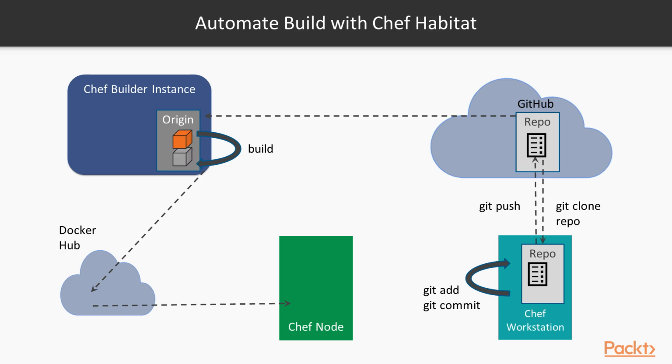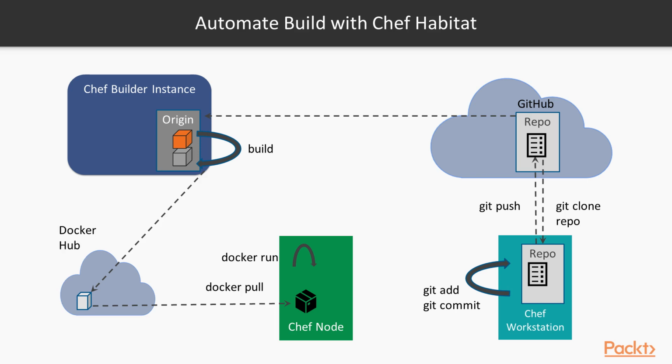And then we can create a Docker image out of it using the export command. And we can push that Docker image to hub.docker.com. And wherever we want to run that particular application as a container, I can go and do a Docker pull on that particular instance and spin up a container from that Docker image using the Docker run command. So this way, you can automate the build process.